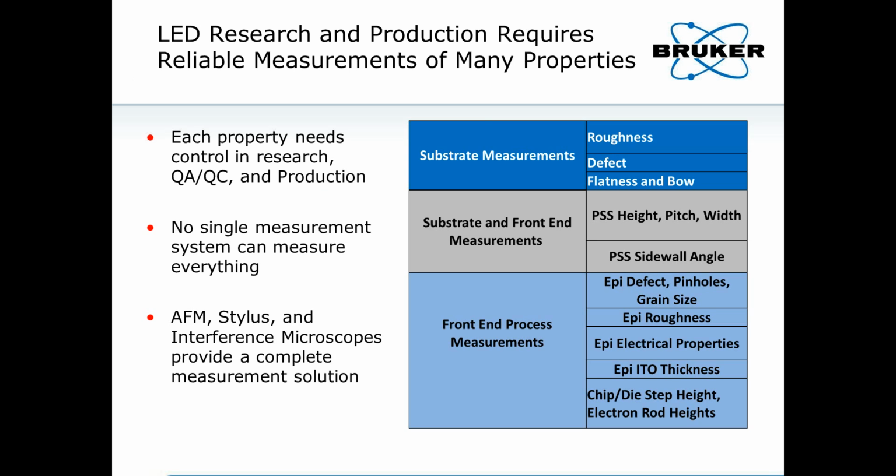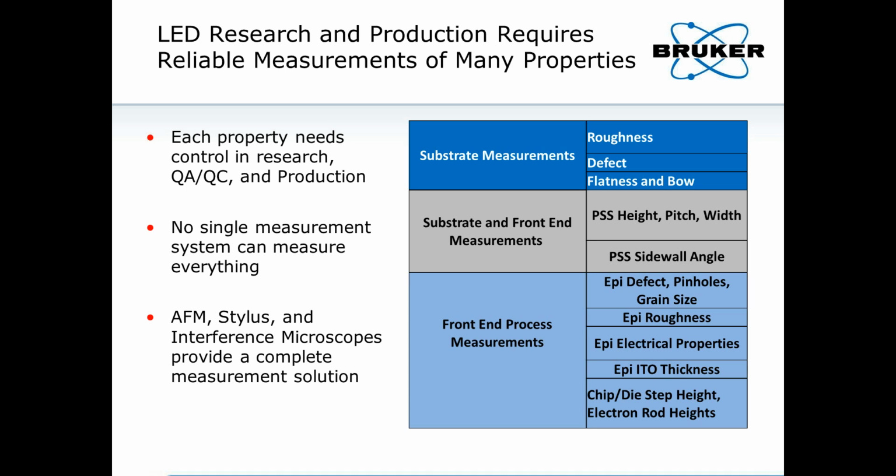So LED research and production require reliable measurements of many properties of the materials. There are substrate measurements that take place at the beginning of the process for roughness, defects, flatness, and bow of substrate wafers. There are substrate front-end measurements for features such as PSS, patterned sapphire substrate, where you're looking at height, pitch, and width of the features, as well as sidewall angles.